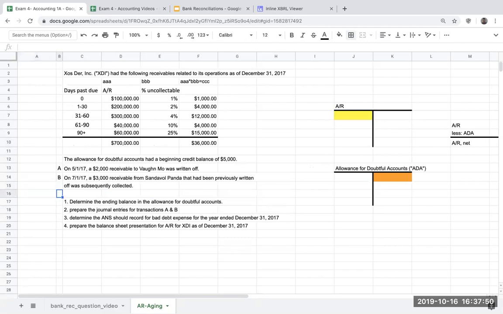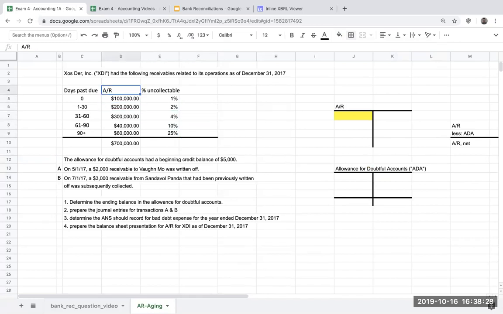So let's go down here and take a look. When I'm looking at my allowance for doubtful accounts, the first thing I'm going to do is compute what the ending balance should be in my allowance for doubtful accounts. How do we figure that out? On an exam, I would give you something that looks like this. I would tell you accounts receivable by category, and then what percent of it I am not expecting to collect.